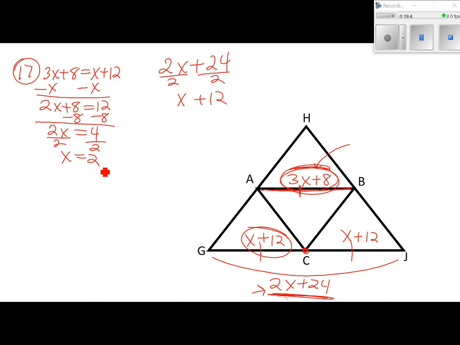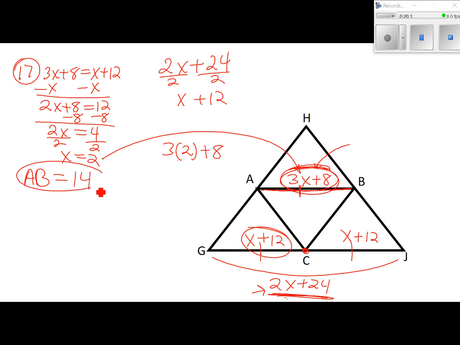On these problems, it says use triangle midpoints to the sides. On number 17, they want to know how long segment AB is. So once we know x is 2, we're going to take that 2 and stick it right back in there. So it's going to be 3 times 2 plus 8. You can plug all that right into your calculator if you wanted, or just do a little bit of math. 3 times 2 is 6. 6 plus 8 is 14. So our answer for 17 is 14.